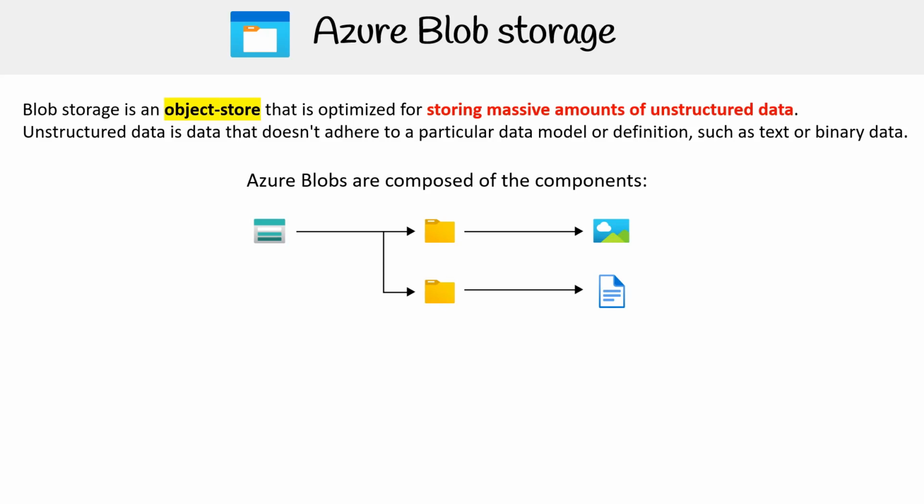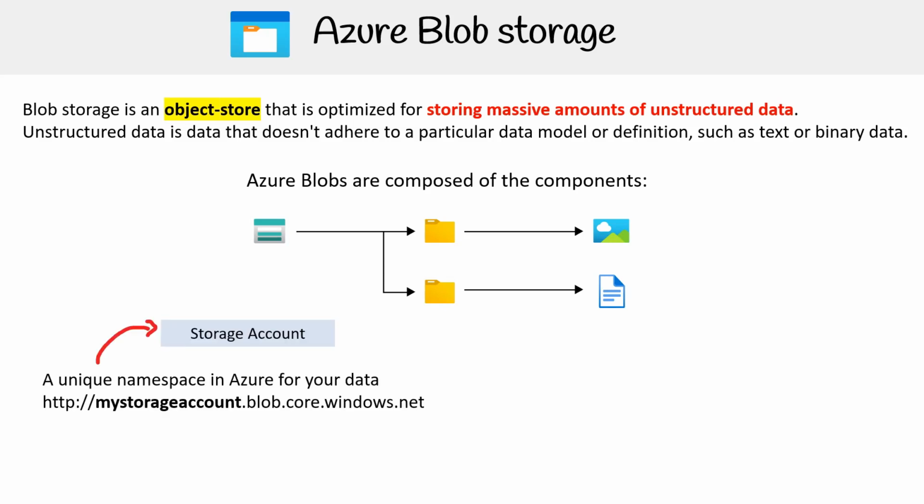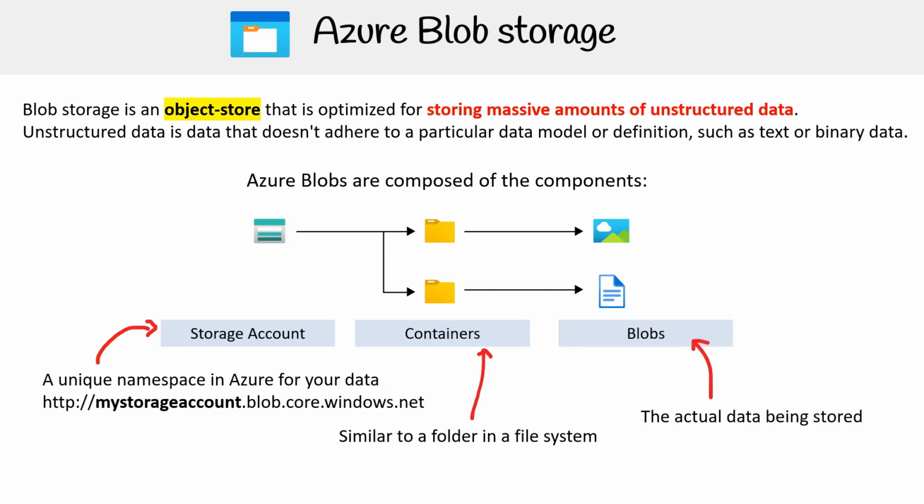Azure Blobs are composed of the following core components. Storage account. This is essentially your unique space or namespace in Azure, and it looks something like this: http://mystorageaccount.blob.core.windows.net. Container. This component functions similarly to a folder in a file system. Blobs. Here is where the actual data is stored.